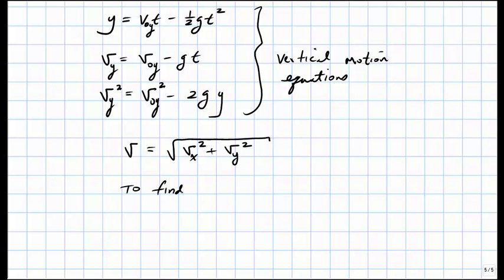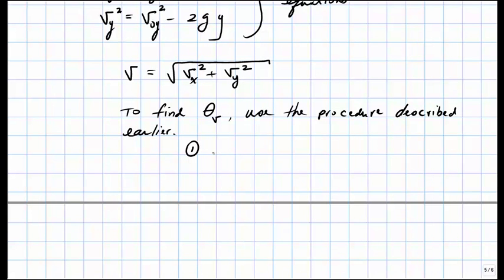And also, to find the direction of travel for the projectile, in other words, theta associated with that velocity, we will use the procedure described earlier. And just to summarize, that procedure required that we calculate the inverse tangent of the y component divided by the x component. In this case, we're talking about velocity, so it would equal the inverse tangent of v sub y over v sub x. And then step 2 would require that we adjust this value according to the quadrant that v is lying in.